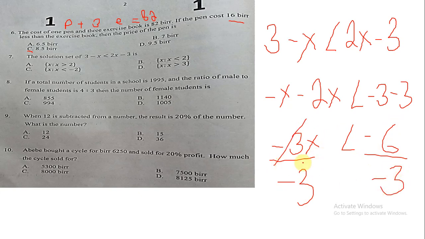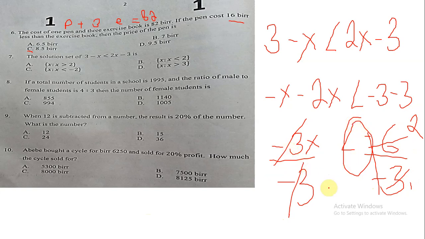Cut negative 3 by negative 3. And here cut negative by negative. Then here 3 by 1 and here by 2. So that means here the sign will change. Why? Because we divide both sides by negative numbers.